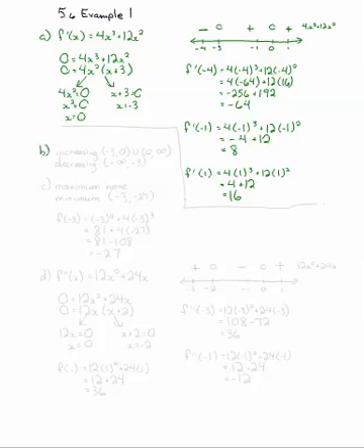Part B, intervals on which the function is increasing, decreasing. If you remember, increasing is when the first derivative is positive, decreasing is when it's negative. So we're increasing actually in 2 sections, from -3 to 0, as well as from 0 to infinity. Decreasing, just the one section from -infinity to -3.